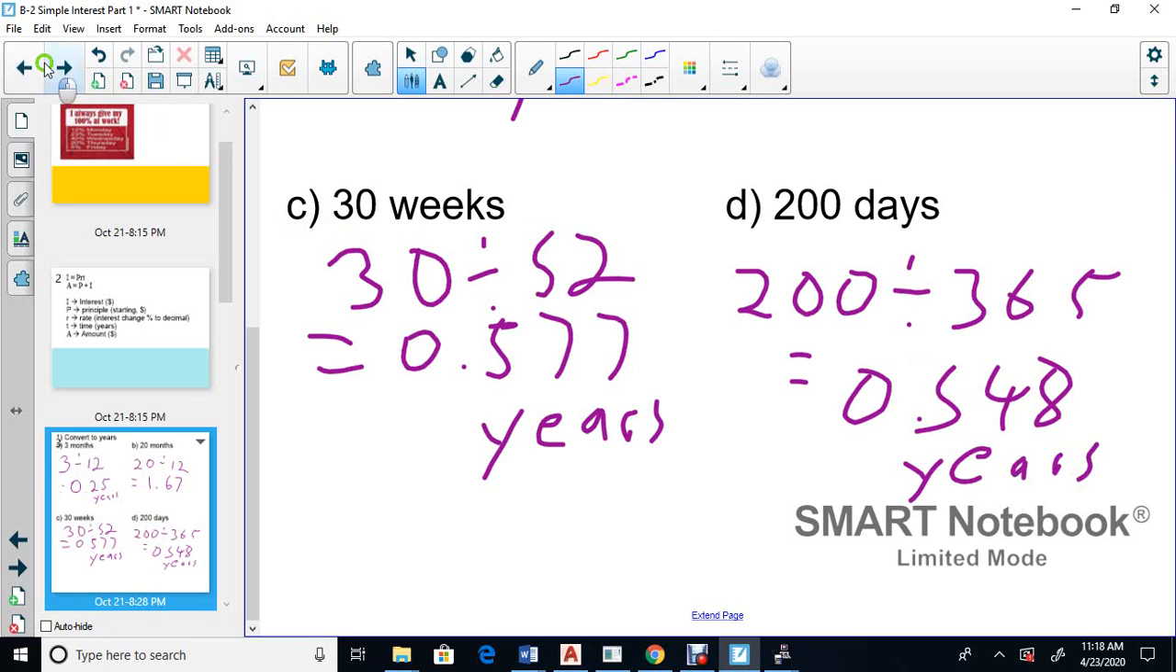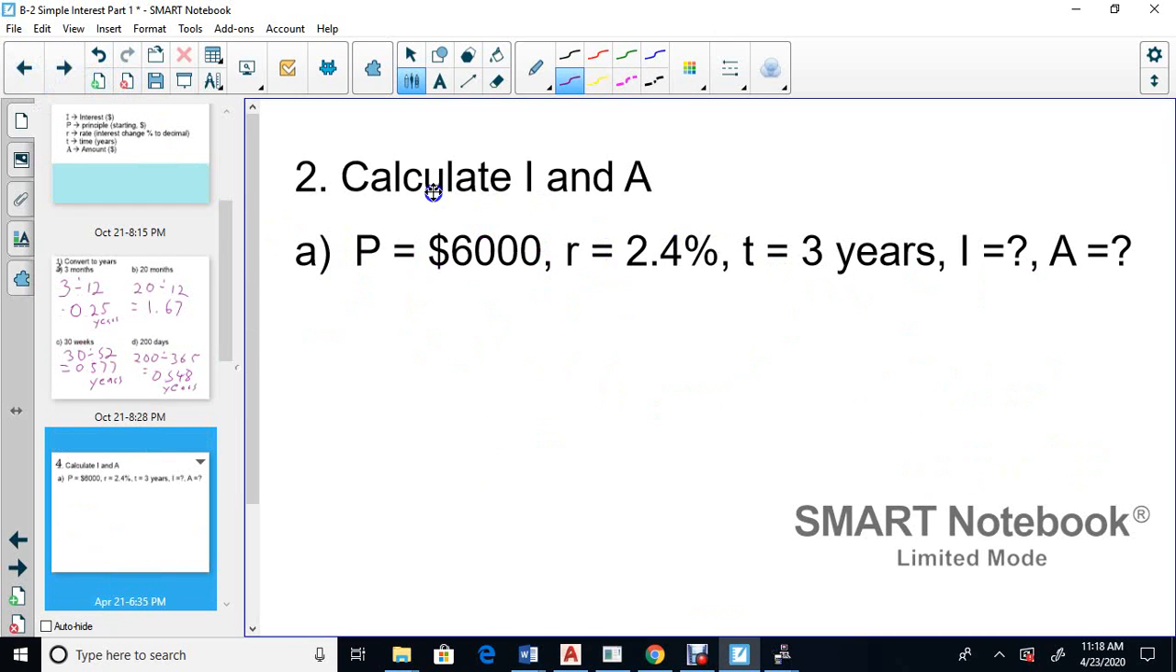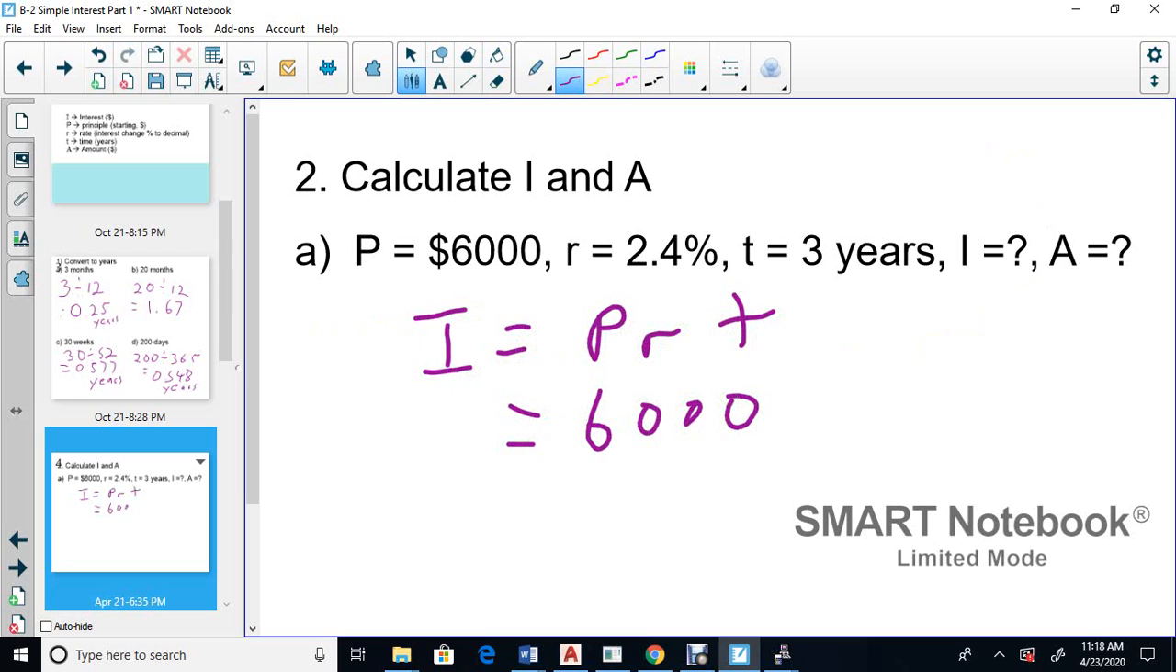Okay, let's go on to the next question. So here it says calculate I and A. It doesn't give you any words, so we're not doing a word question yet. So we're going to just use that formula. I equals PRT. Okay, we're going to put 6,000 in here for the P. See, the P is 6,000.